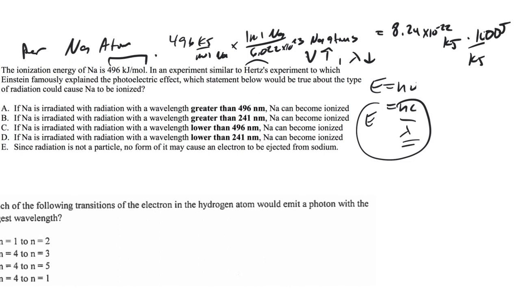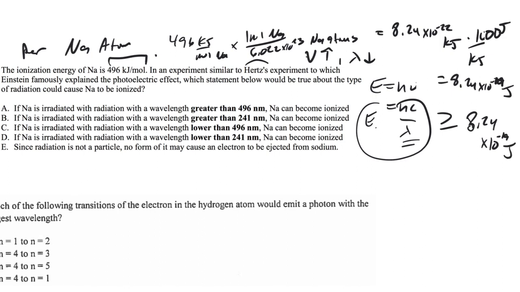That gives me 8.24 times 10 to the minus 19 joules. Okay, so 8.24 times 10 to the minus 19 joules is the energy I need my photon to contain or greater. So I need the energy of my photon, which is hc divided by lambda, to be greater than or equal to 8.24 times 10 to the minus 19 joules.